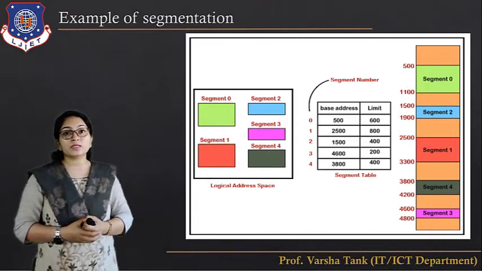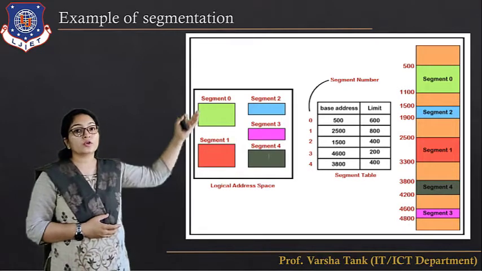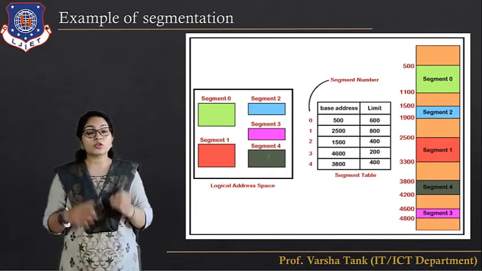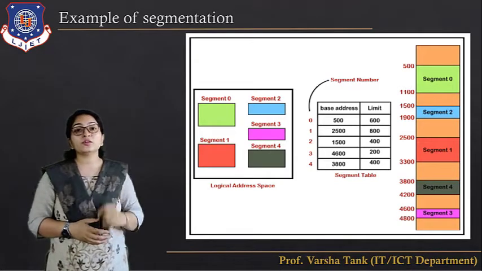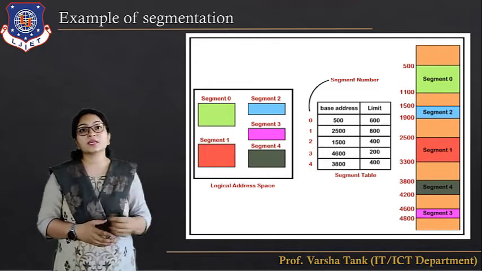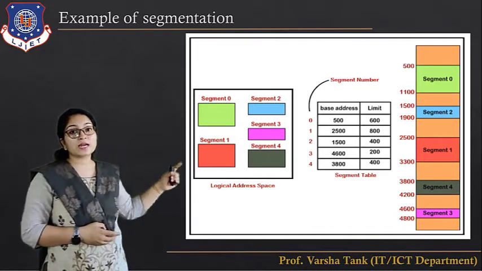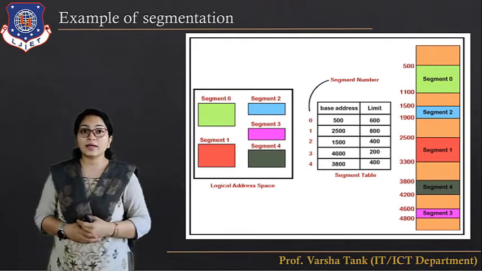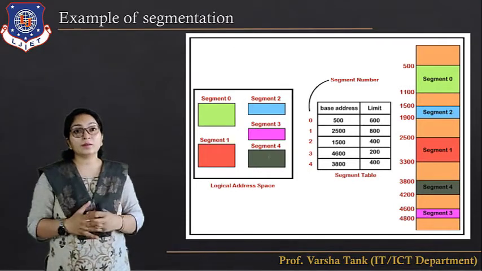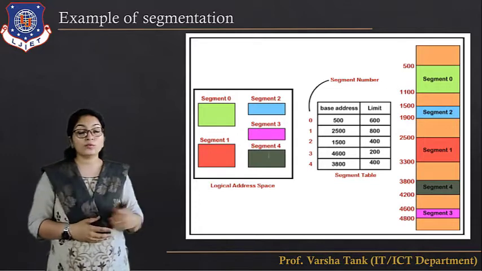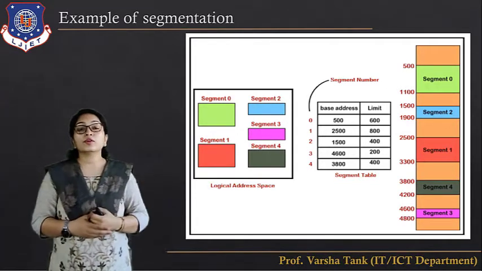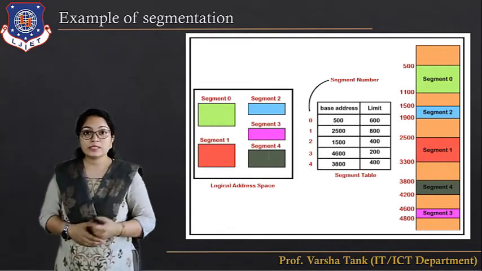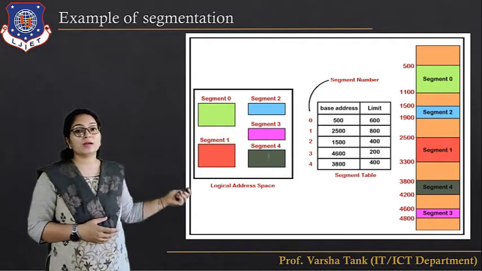In the segment table you can see segment 0, whose base address is 500. In this figure, segment 0 starts from 500 and ends at 1100. So the total limit is 1100 minus 500, which is 600. That is the total limit for segment 0. Again, segment 1 starts from 2500, and its limit is 800 because it ends at 3300. If you subtract 2500 from 3300, you get 800. So its total limit is 800. In the same way, the limit and base address are there for all the segments.